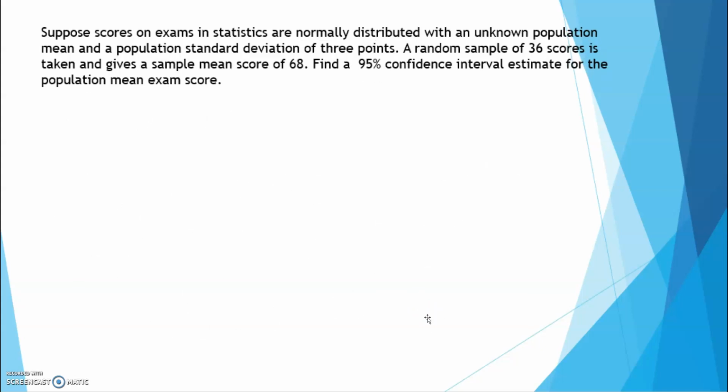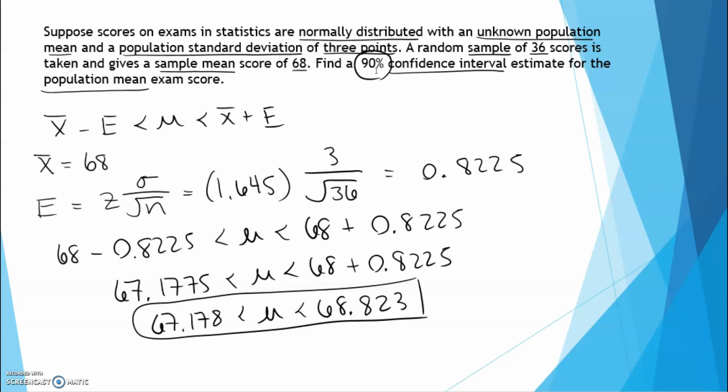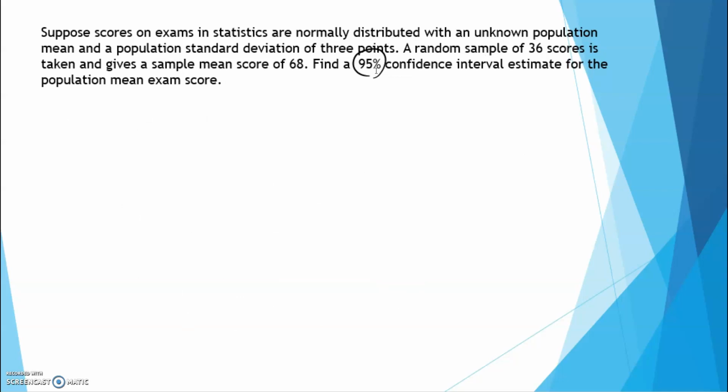Okay, suppose scores on exams in statistics are normally distributed with an unknown population mean and a population standard deviation of 3 points. A random sample of 36 is taken and gives a sample mean score of 68. Find a, not a 90, but a 95% confidence interval estimate for the population mean exam score. So this is exactly the same as the previous problem, except I'm not using a 90% confidence level. I'm using a 95% confidence level.